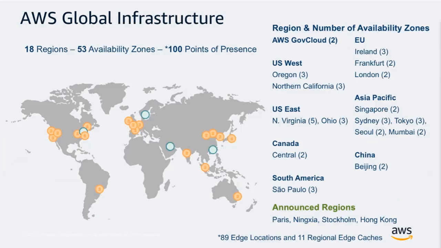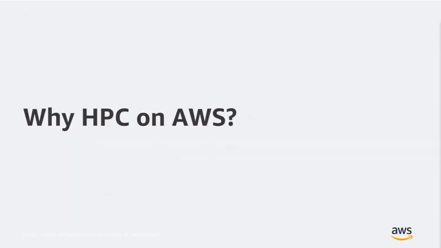So diving a bit deeper into our infrastructure, this shows the number of availability zones within each region, with most regions having 3 availability zones and 1 region that actually has 6. Also noted on this slide are 4 announced regions in Paris, China, Sweden, and Hong Kong. And we're not even close to being done expanding. We will continue to add infrastructure.